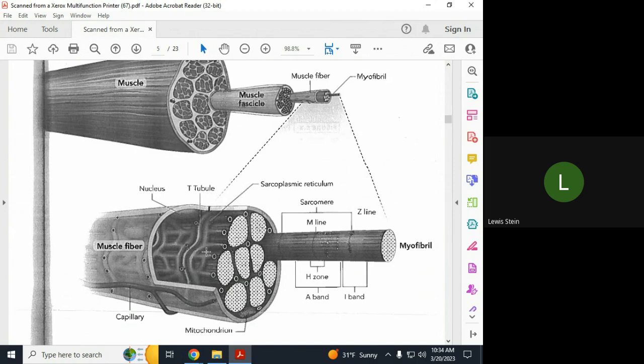Or yours bulges, mine just kind of goes down. Sorry.